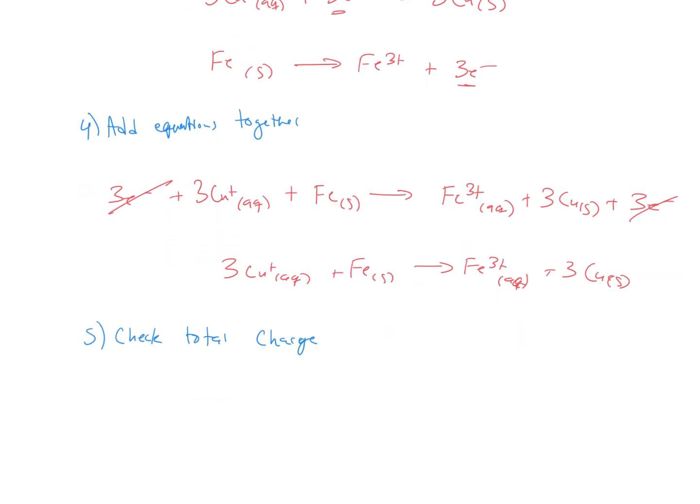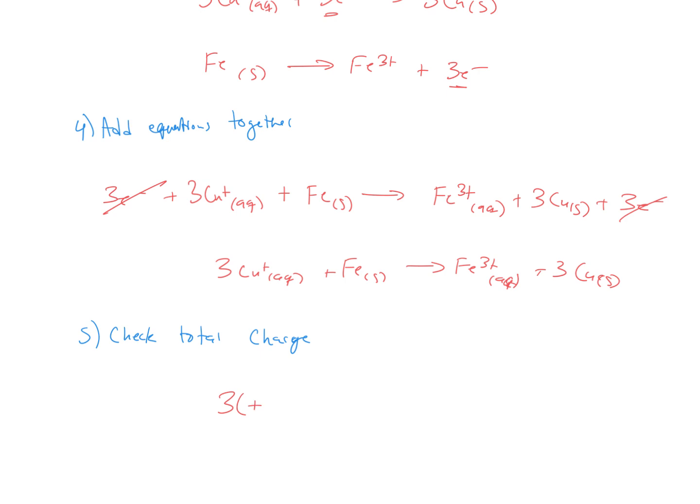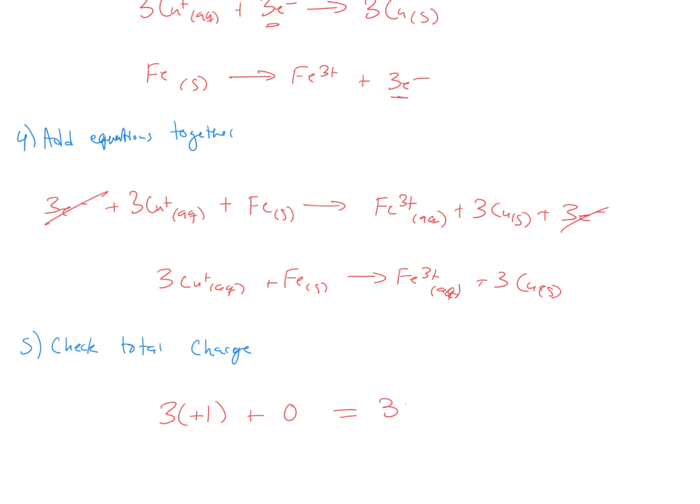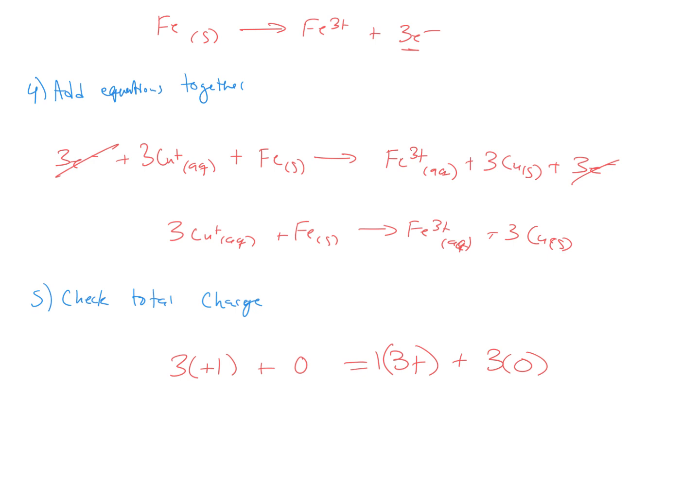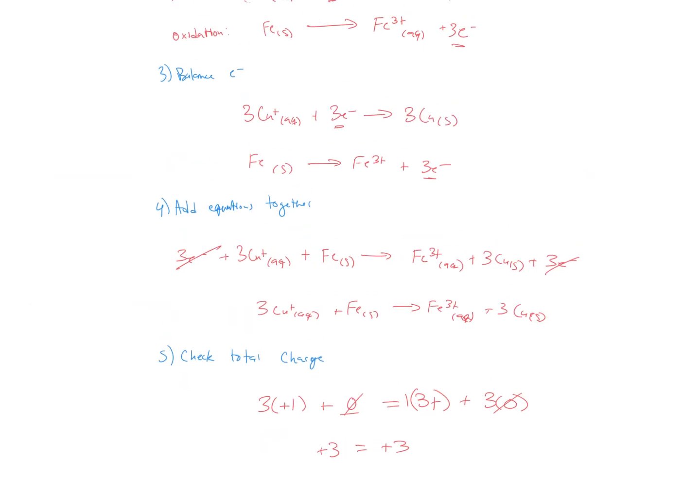And so on our left side, we have 3 times +1 plus 0. That should be equal to +3 times 1, because we only have 1, plus 3 times 0. Of course, 0 and 0, those just equal 0. So we should have +3 equals +3. And so this would be our balanced redox reaction.